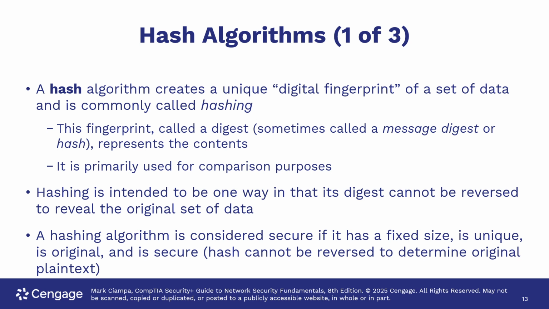Hashing is intended to be one way, so its digest cannot be reversed to reveal the original set of data. It also uses what's called compression. So it might take supercalifragilisticexpialidocious, or the quick brown fox jumped over the lazy dog, and depending on whatever hash style you use, it's going to create a smaller file. So you're taking something large and reducing it down to something small.